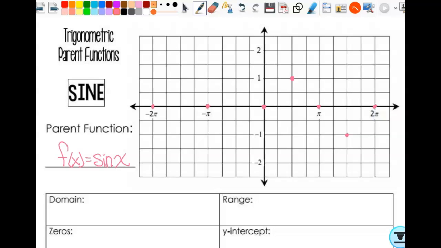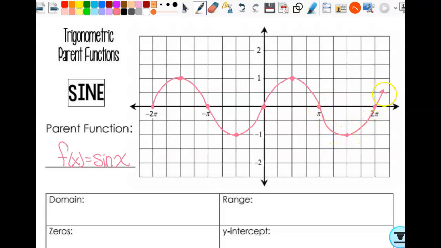Negative pi halves, negative 1. And negative 3 pi halves would be 1. Okay, see why I was trying to drill these values into your brain? You need to know them. And we're putting them on here like this, and now that's really all I need because I know what the general shape is, and I can sketch in my curve to look something like this.